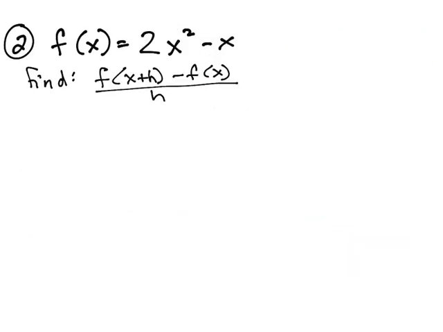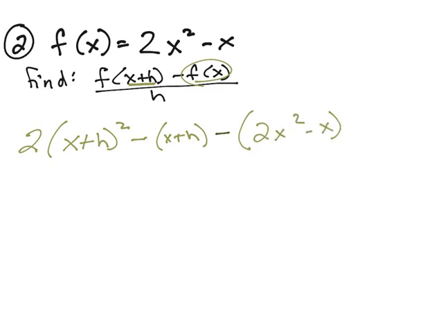All right, let's go to number 2, where we have a little bit of a more advanced problem, 2x squared minus x, dealing with our function notation. So as we discussed, first step, we take x plus h and we plug it into x in our function. So 2 times (x plus h) squared minus (x plus h). Then we're going to subtract just the function, 2x squared minus x, all over h.